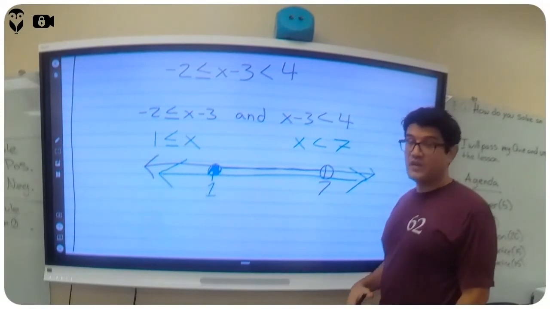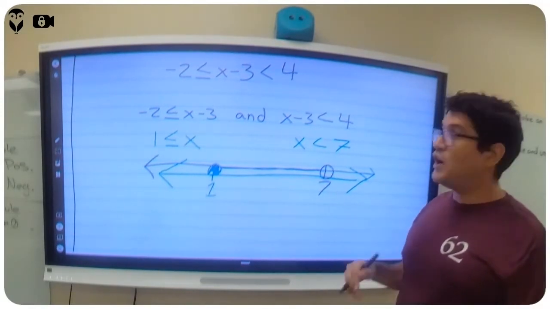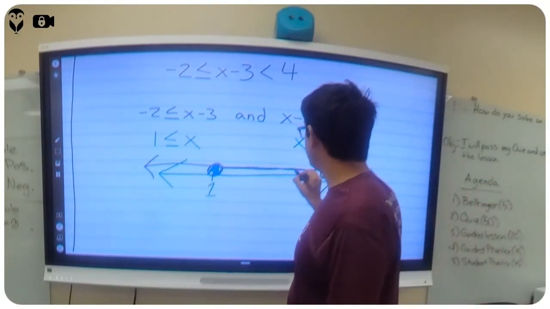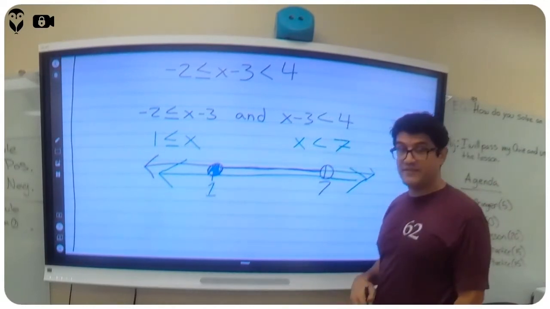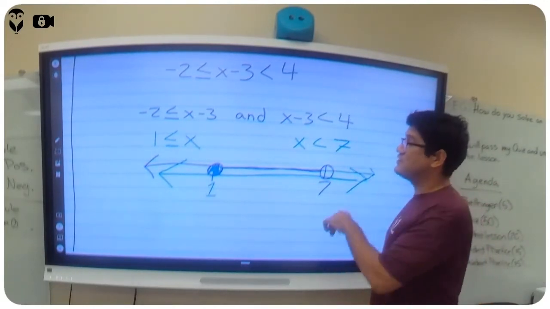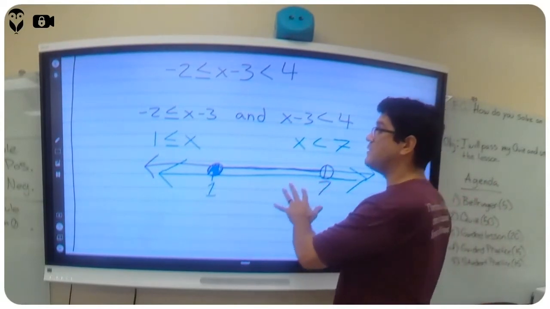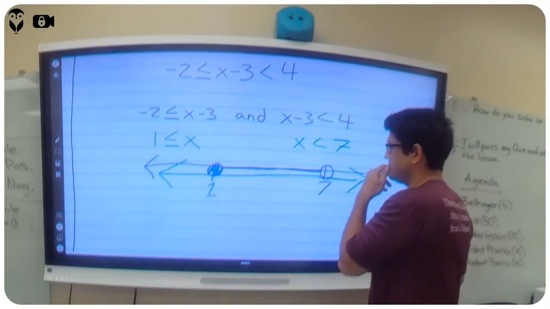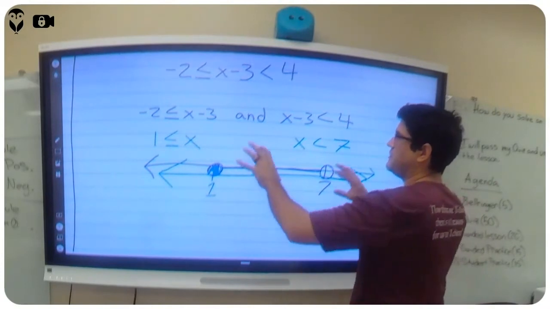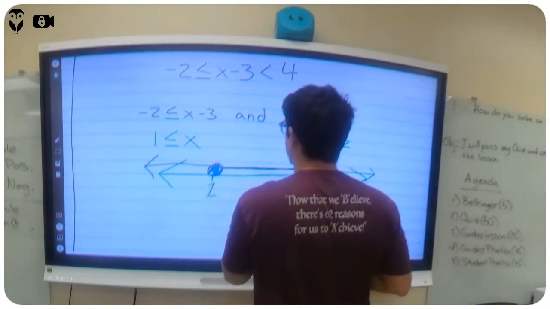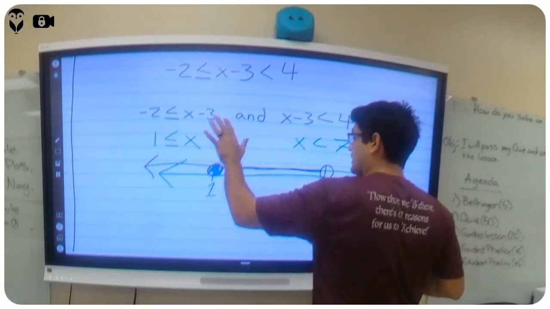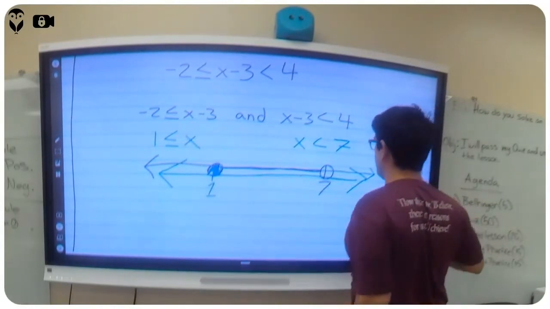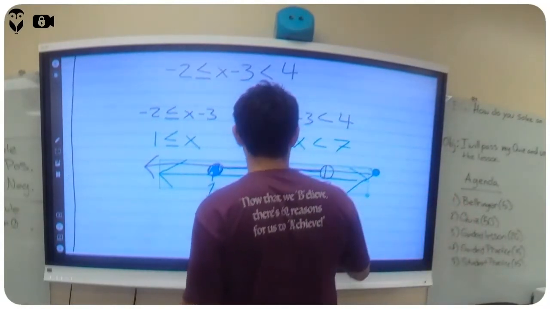Only places where both are intersecting are possible solutions. So any number from 1 all the way to 7, but not including 7, are the possible solutions to this set, okay? I could choose any of these numbers and it'll work. If I choose 7, it won't work. So it has to meet both requirements to be a possible answer. So if I put 2 in this equation, it'll work out. If I put 3, if I put 4, if I put 5, if I put 6, the answer will work out up here. All right, so let's go to the next one.